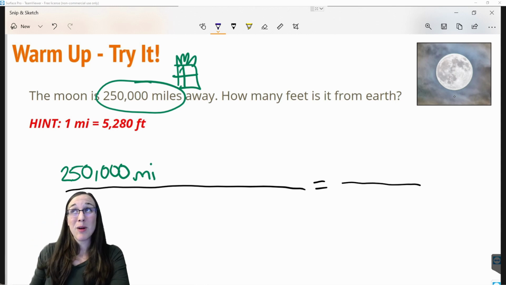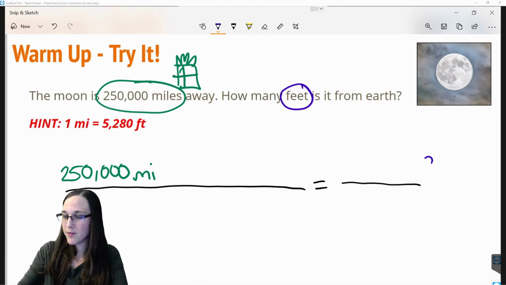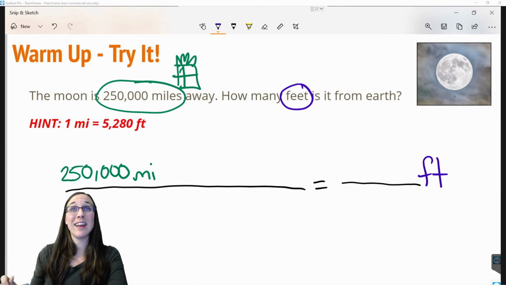Next, we need to figure out what they want from us. What are they asking us to do? It says, how many feet is it from Earth? So feet is what they want. They want that as our goal units. Our goal units go at the very end. So let's put feet at the very end of our line. Great, we have a good setup.